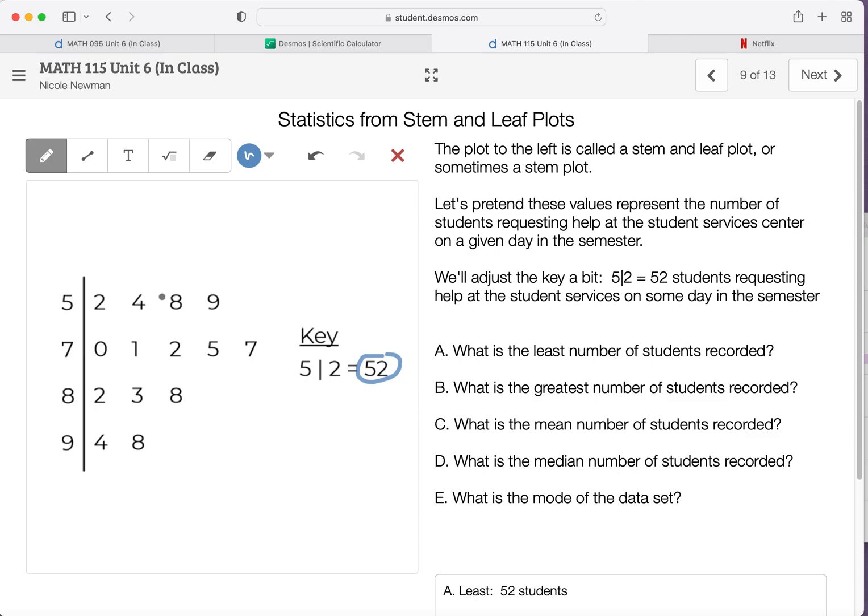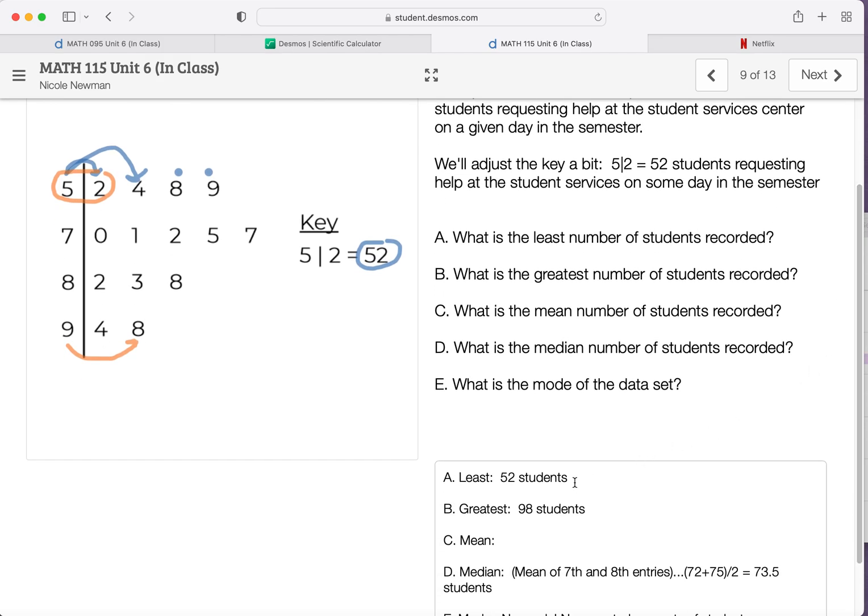Least number of students. Well, this thing is read, here's 52 students, and then some other day had 54 students, and then 58 and 59, and then we jump into the 70s, the 80s, and the 90s. So the least number of students comes from this top end, 52 right there. And if I ask you about the greatest number, that comes from this bottom row. So these are in the 90s, 94 and then 98. 98 would be the greatest number of students. So least is 52, the greatest is 98.